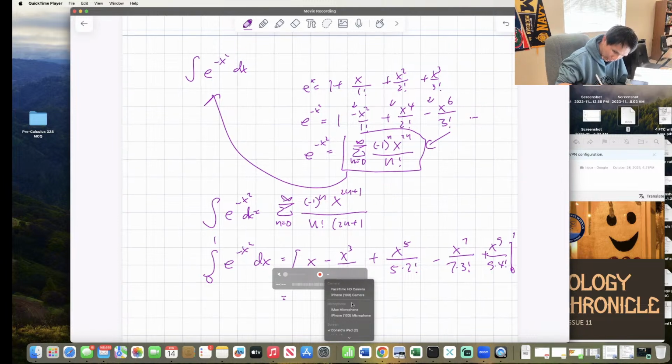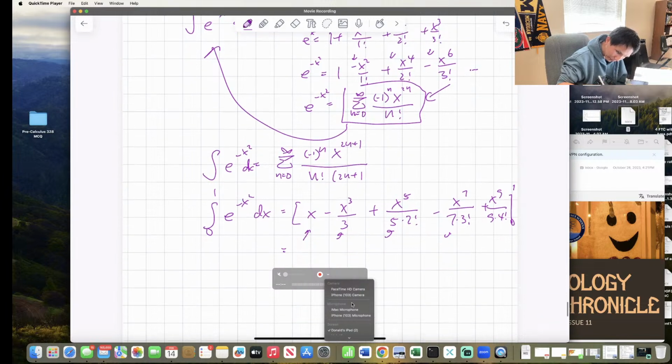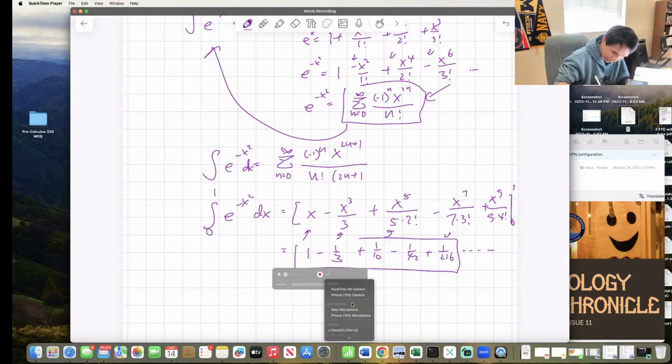Now you can plug in 1 here, and if you plug in 1 and plug in 0, you will get the result. If you plug in 1, it's going to give you 1 minus 1/3 plus 1/10 minus 1 over 42 plus 1 over 216. Of course, the error is going to be your next term, but this will be a good approximation of the definite integral. Not only can you do an indefinite integral, you can do a definite integral as well.